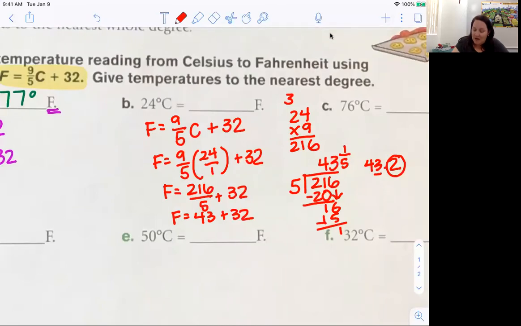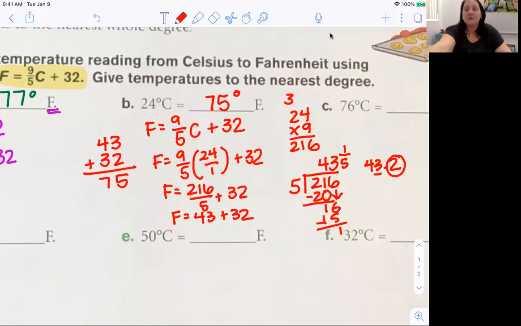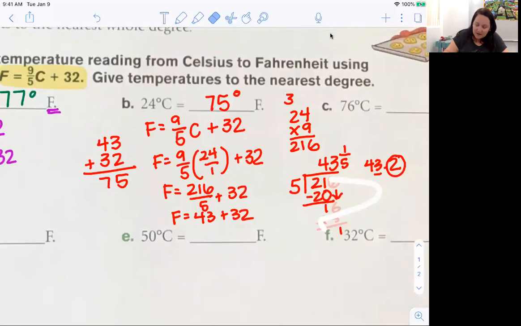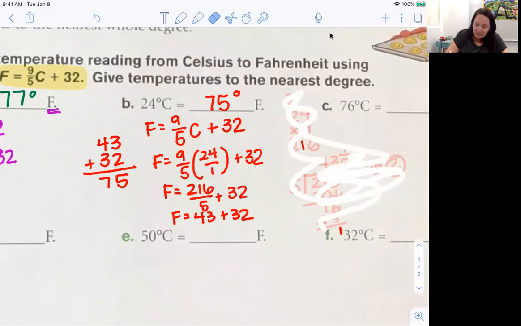And what do we have? 43 plus 32. 3 plus 2 is 5. 4 plus 3 is 7. 75 degrees Fahrenheit. Now, is it exactly 75 degrees? No, it is not exactly 75 degrees, but that is okay because we're asked to give to the nearest degree, so we had to round. Okay, let's do one more together. I'm going to erase the extras of this problem just so I can have room for the next one.